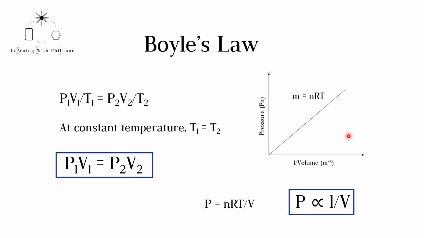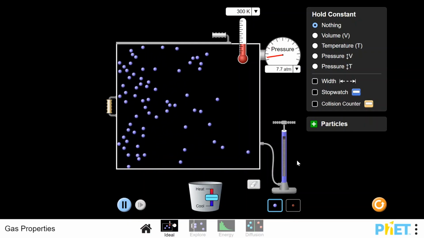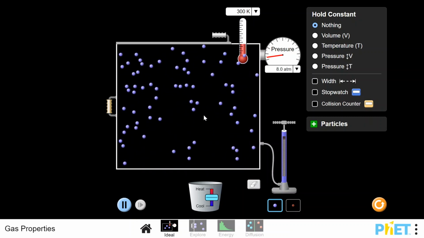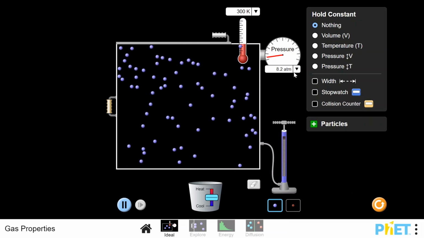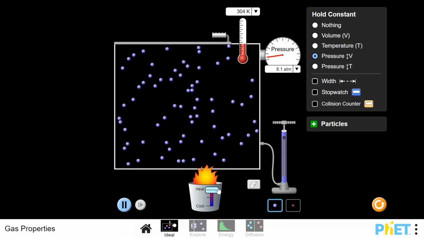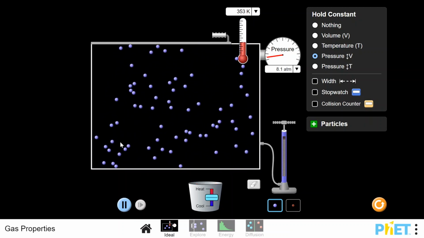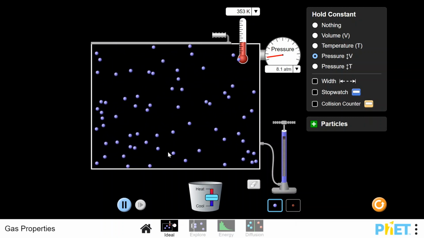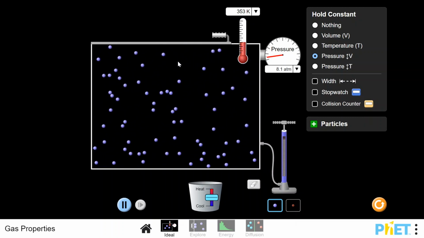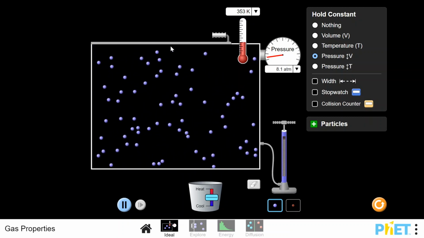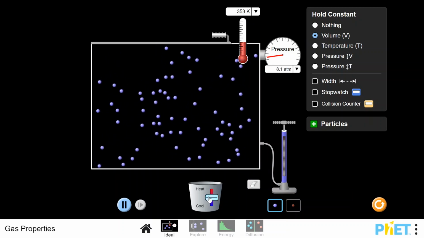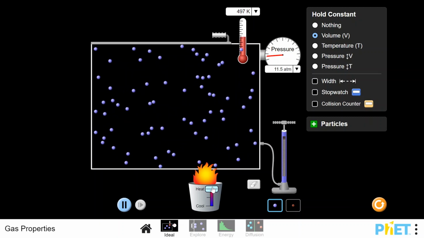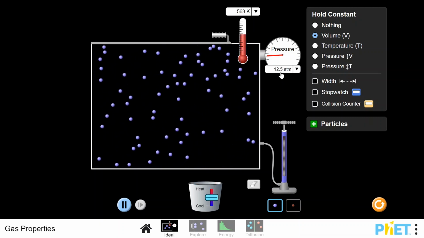Now let's check out an animation by PhET that helps us visualize these concepts. In this animation, we have gas particles in a container. We can explore the different gas laws by keeping different variables constant. If we keep the pressure constant and increase the temperature, the volume of the gas and the container increases. Note that the particles move faster on average and collide more often with a container's walls at higher temperatures. If we keep the volume constant, the pressure increases with increasing temperature. You can see this in the pressure in kilopascals here.